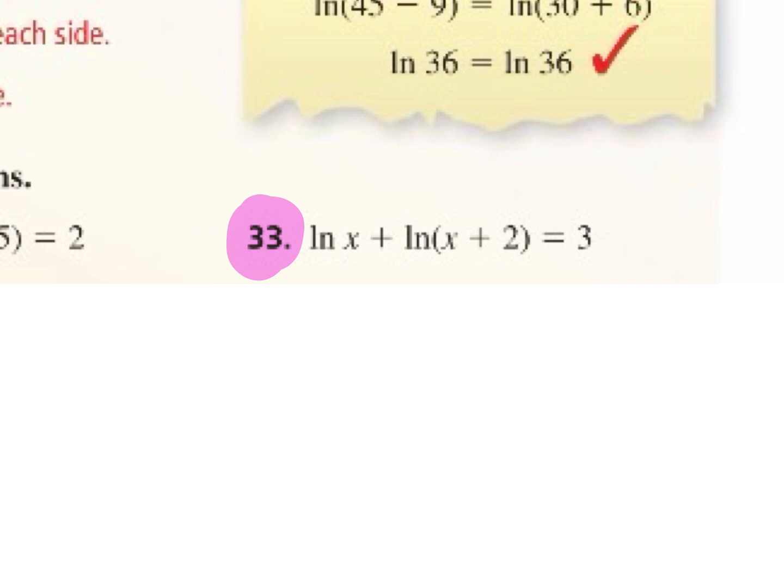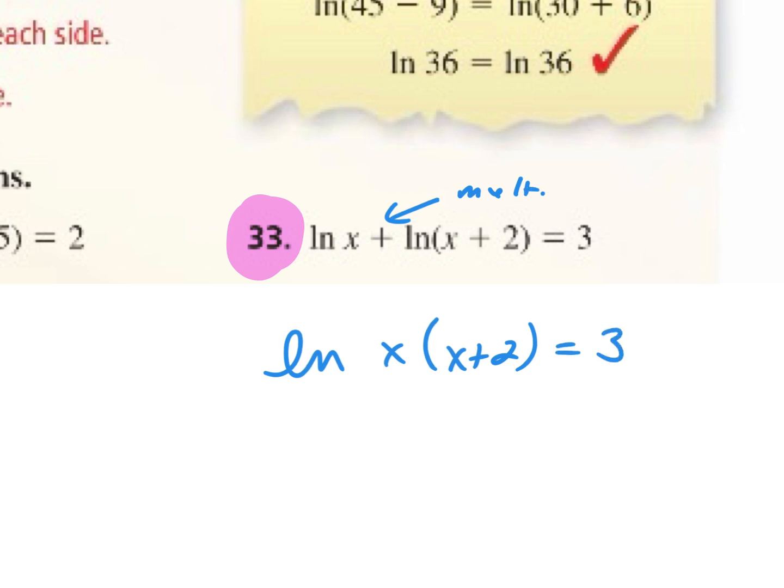Okay, I'm starting with natural log. Look at your calculator. What's the opposite of ln on your calculator? E, okay? So you know at some point you're going to have to do an E. But I have 2 ln's on one side. Can I smush those together? Yes, I could rewrite this as the natural log of x times x plus 2, because my addition becomes multiplication, correct?